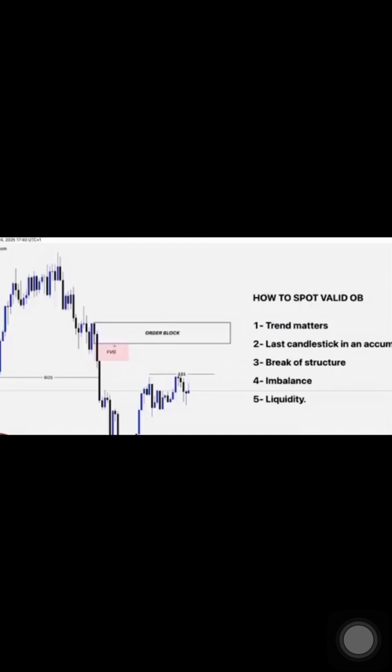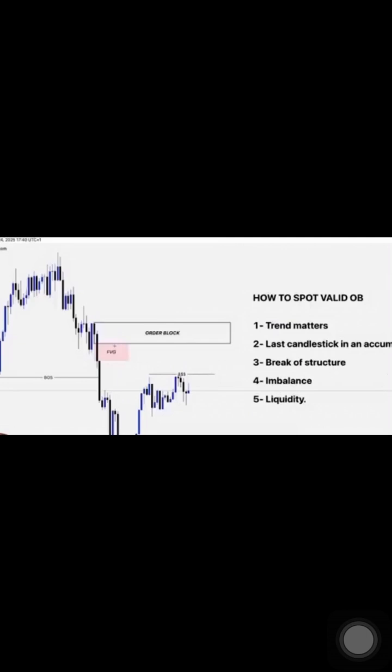Number one, trend matters. You have to know your trend or bias, knowing if the trend is a buy trend or a sell trend.